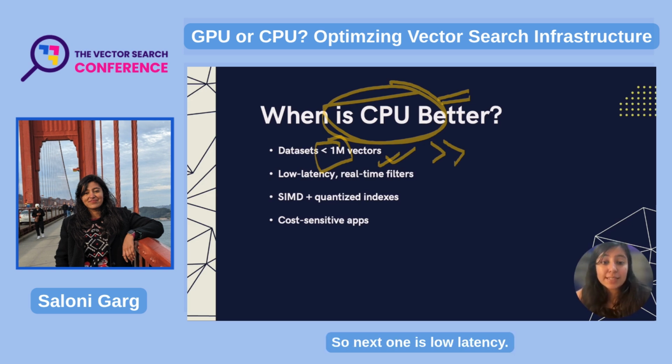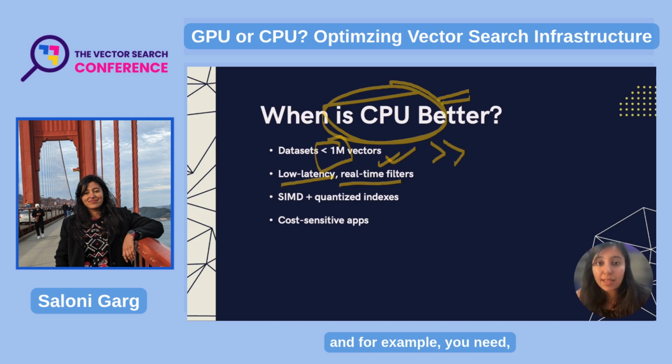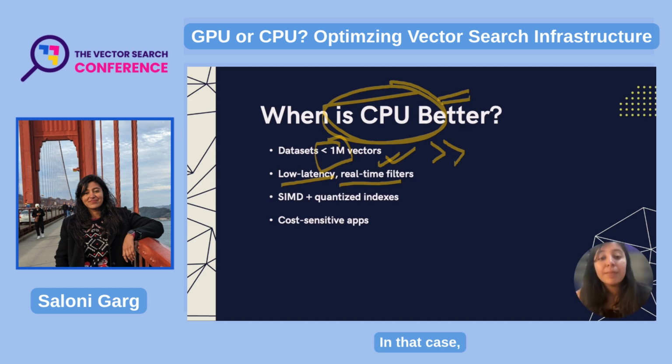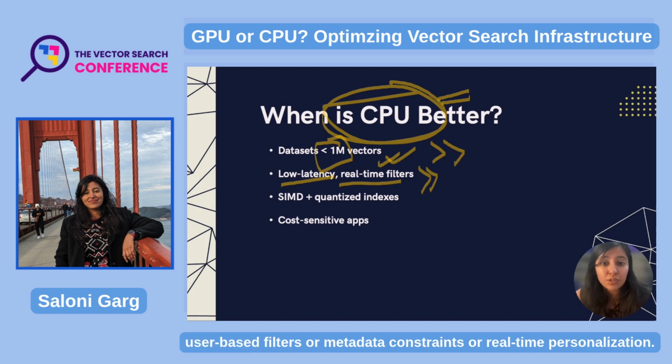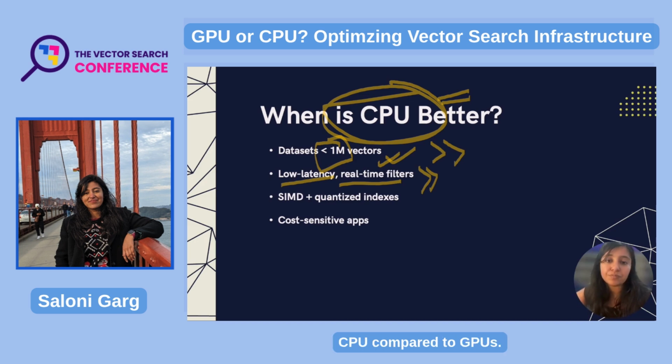The next one is low latency. If the model that you're running is really latency sensitive, and for example you need less than 10 milliseconds of latency end to end, in that case CPU performs better than GPU, because CPUs allow for tight application logic. For example, you have user-based filters, metadata constraints, or real-time personalization. These kinds of logic branches often perform better on CPU compared to GPUs.